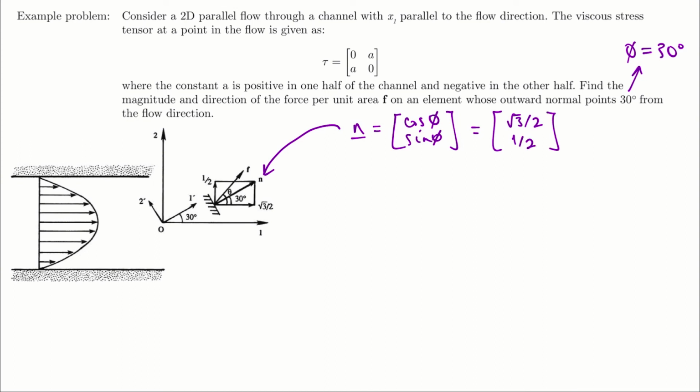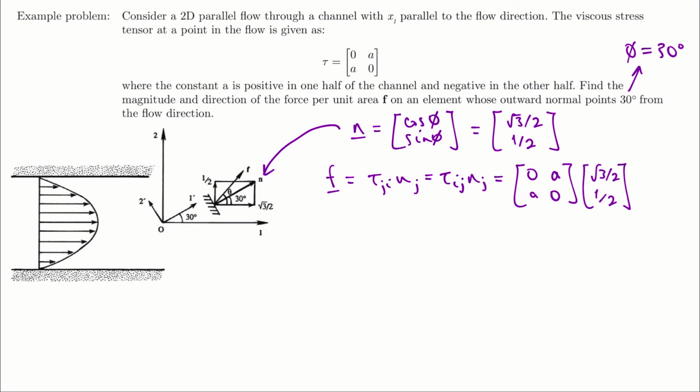Okie doke. Then our force equals what we just had. We can write it as tau instead of t if we want to. Tau ji, tau ij, doesn't matter. In either case, we're going to have [0, a; a, 0] times our normal vector, which equals a over 2 and a times root 3 over 2, right? And that is a vector, so just to be super clear, that's an F1 and an F2.